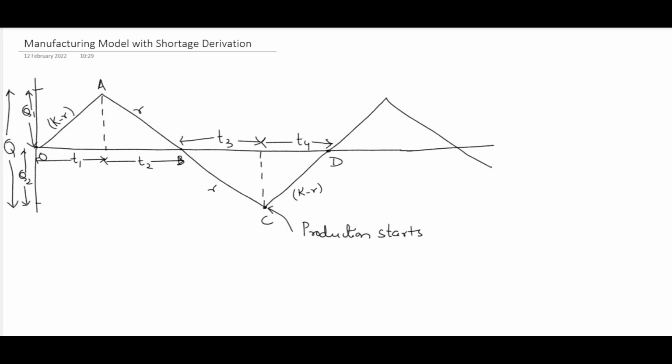At this point inventory is 0. We can see that at the 0 point inventory is 0, and it increases at a constant rate of K minus R for the time T1, and it is maximum here, maximum inventory.